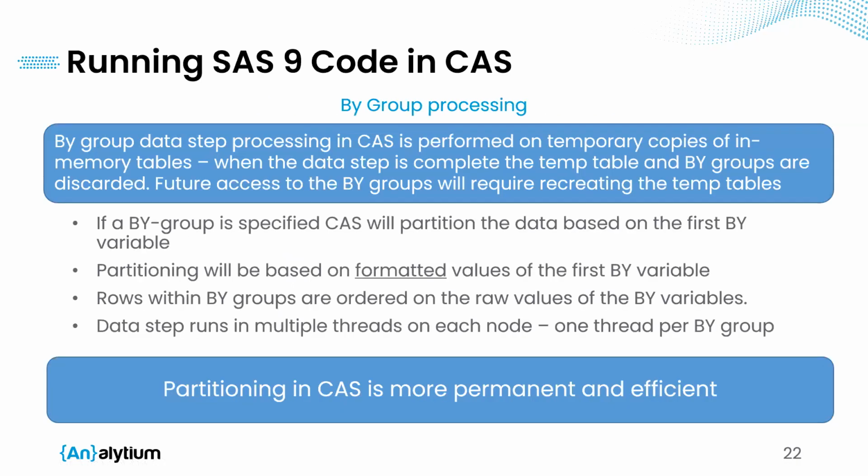By-group processing is sort of related as well. With by-group processing, due to the way the data is split, in CAS, if by-groups are specified, CAS will partition data on the formatted values of the first by-var, and rows within each by-group are then ordered on the raw values of the by variables. When you get multi-threaded, you get one thread for each by-group.